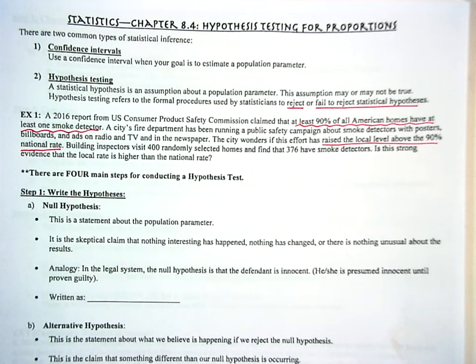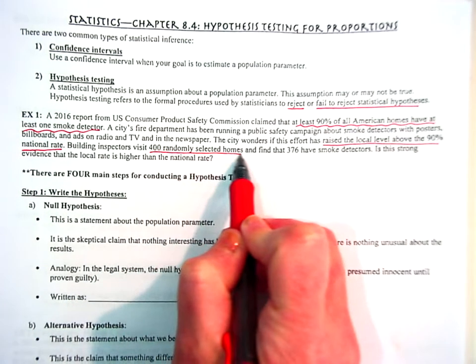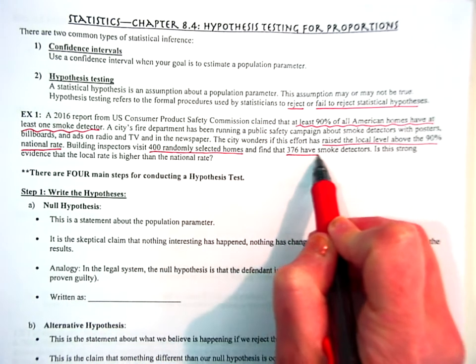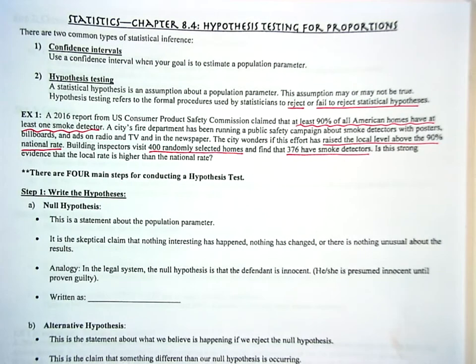Building inspectors visit 400 randomly selected homes and find that 376 have smoke detectors. Is this strong evidence that the local rate is higher than the national rate? So we have 4 steps to conducting a proper hypothesis test.